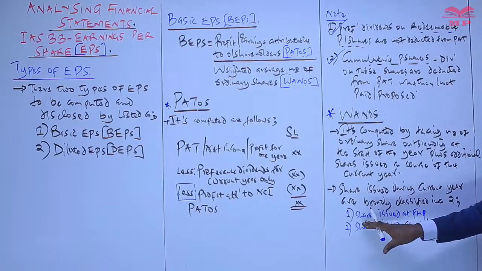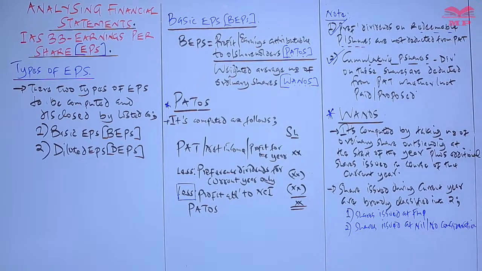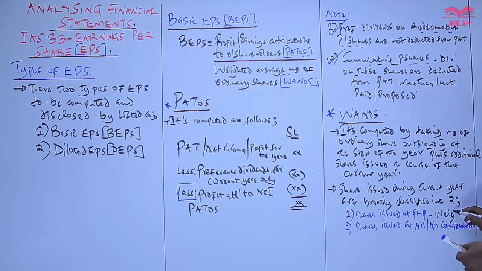First, let's talk about the shares issued at full market price. These are those shares which the company will issue during the current financial year at full market price. Full market price means that these shares have been issued at a price equivalent to the market price per share. The market price per share is the price at which the shares of the company are trading in the securities exchange market. For the purpose of computing the weighted average number of ordinary shares, we weigh them on a time basis.